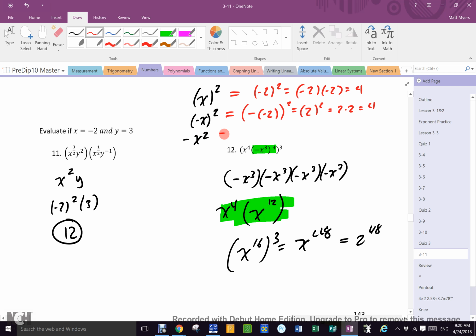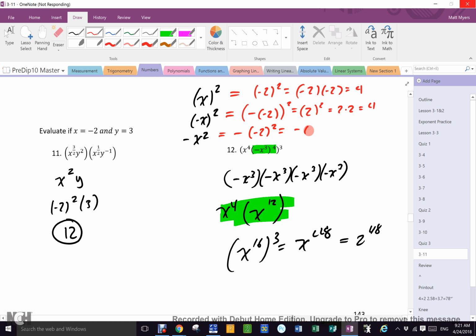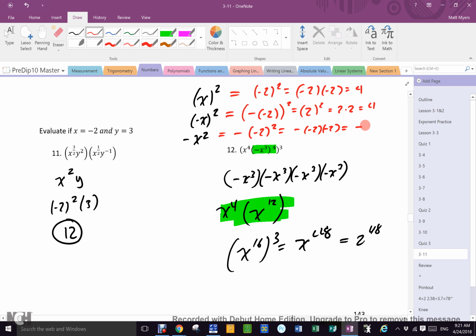This is negative. What goes in for x? Negative 2 squared. Negative 2 squared is negative 2 times negative 2. Negative 2 times negative 2 is positive 4, but there's a negative out in front. So this one is negative 4.